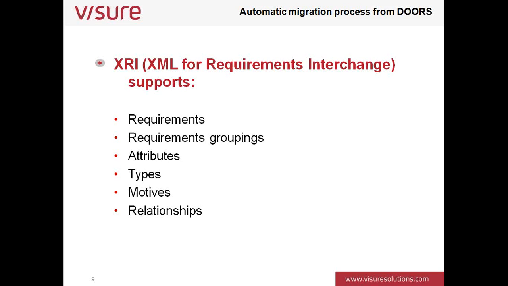This is really important to make sure we're not losing images, we're not losing OLE objects or anything like that. Requirement groupings, such as user requirements, system requirements, software requirements, all that structure can also be included in the XRI file. The attributes for those requirements, the types of the attributes, and what's really important, the relationships between the different elements that we are migrating from DOORS into Visure Requirements. So we will end up with exactly the same structure that we have in DOORS in Visure Requirements.